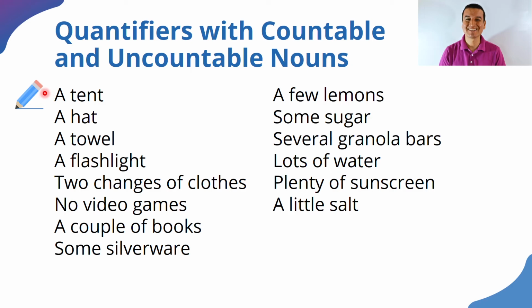Go ahead. A tent. A hat. A towel. A flashlight. 2 changes of clothes. No video games. A couple of books. Some silverware. A few lemons. Some sugar. Several granola bars. Lots of water. Plenty of sunscreen. A little salt.